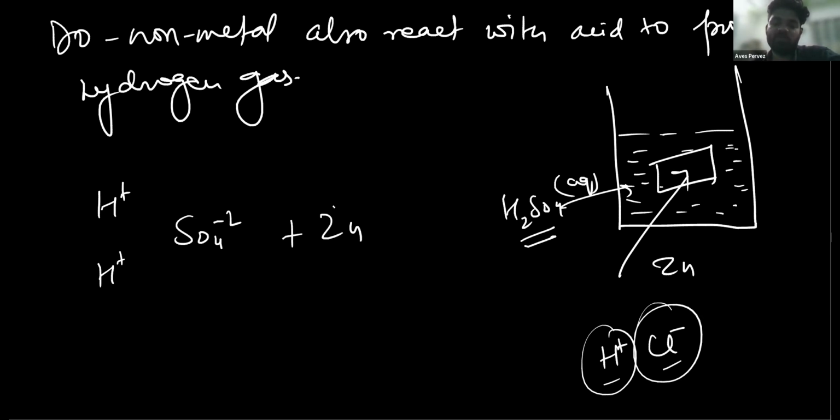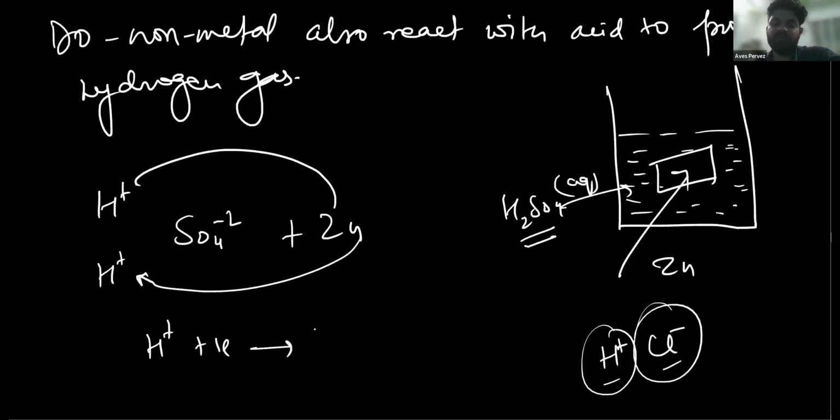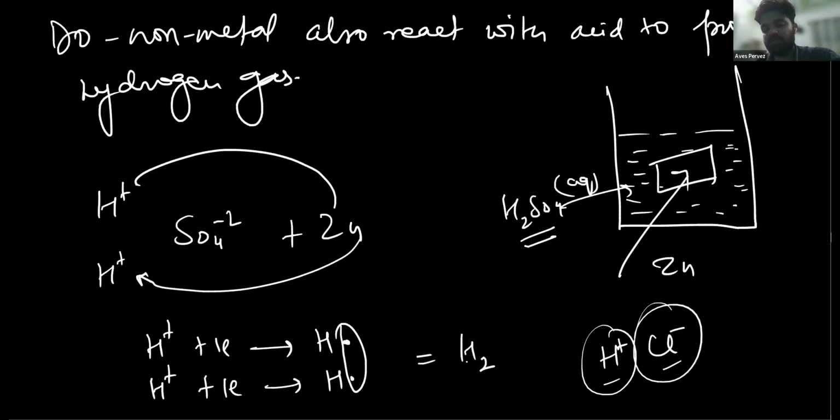Zinc will donate 2 of its electrons, one to this one, one to this one. When an H plus ion gets 1 electron, it forms a hydrogen atom with no charge. Similarly, another H plus gets one electron and again forms a hydrogen atom, and these two combine together and form hydrogen gas. So how does it become possible? It becomes possible when there is someone present in the solution that provides electrons to these H plus ions of acids to form hydrogen atoms, and these hydrogen atoms combine together to form hydrogen gas.